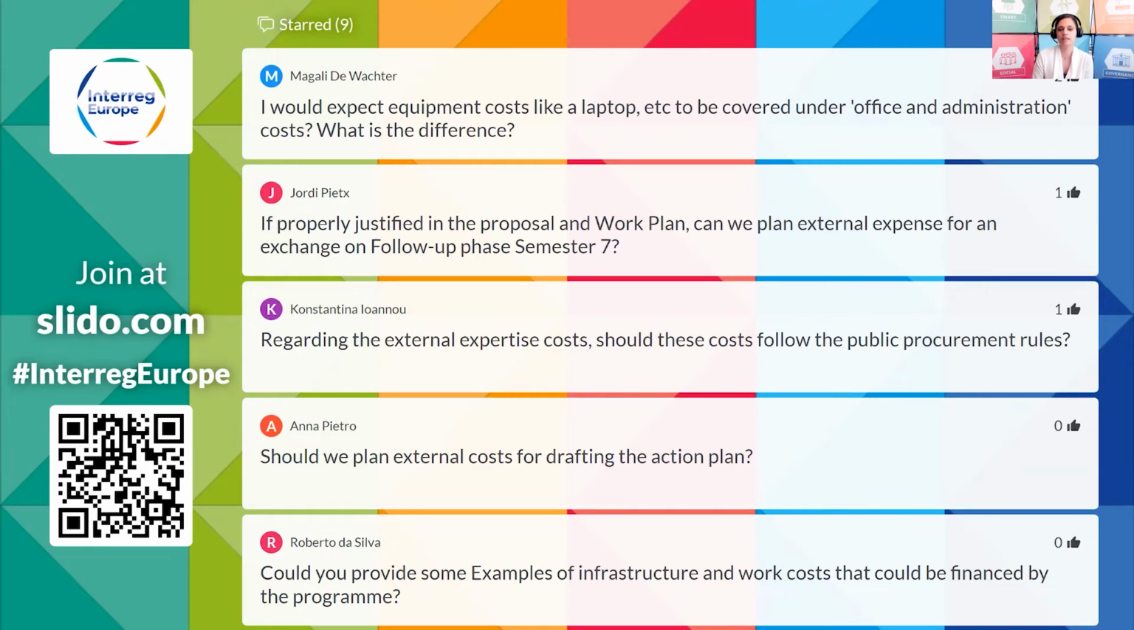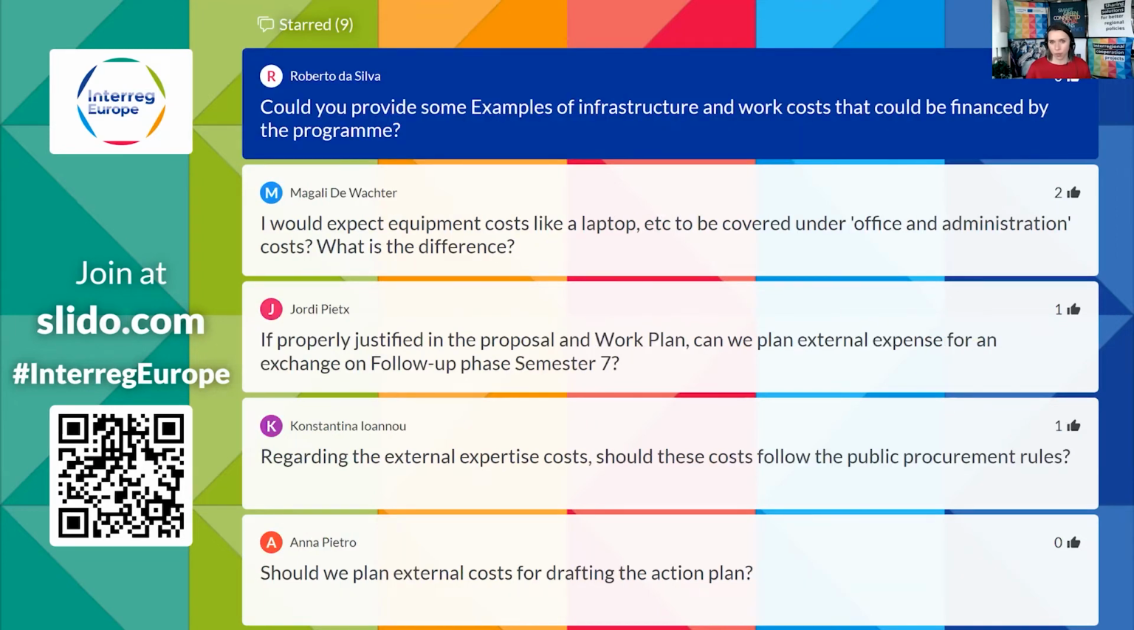We expect this new cost category to be used in very exceptional situations, only for pilot actions, and only if some small scale infrastructure has to be built in the context of the pilot action, but it will be really limited, really exceptional. This is what we think also based on the types of pilot actions that we financed in the past. Related to this, Roberto has a question. Could you provide some examples of infrastructure and work costs that could be financed by the program?